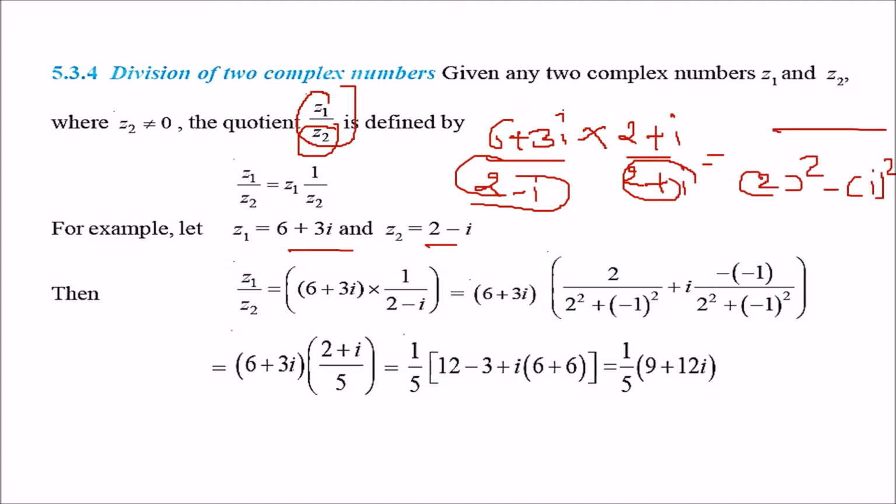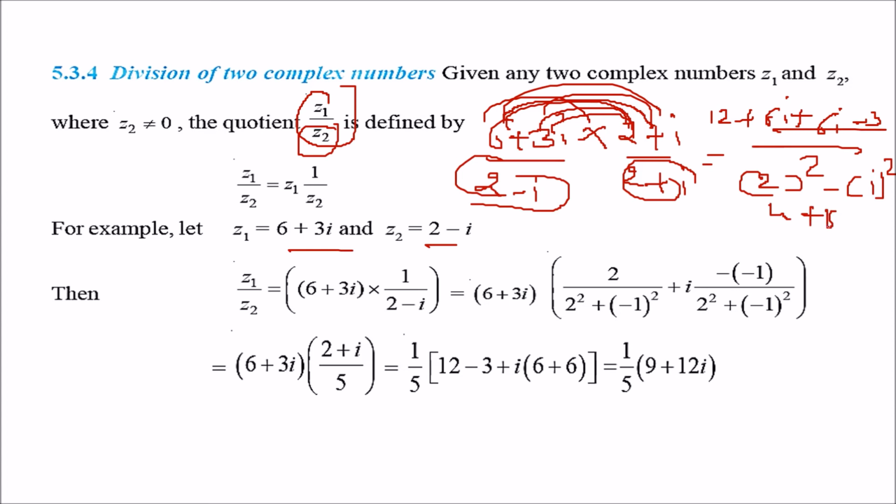And in the numerator you can multiply directly. 6 times 2 is 12, plus 6i, plus this 6i, plus 6 times 2 is 12, and then 6i again, 6i plus 3i square, make it minus 3. Okay, so what you are going to get, 6 plus 6 is 12, 12 plus 12 is 12, and minus 3, divided by 2 square minus i square. What is this 2 square? 4. What is this i square? Minus 1. So minus of minus 1 is 1. So 4 plus 1 is 5. In the denominator you got 5.